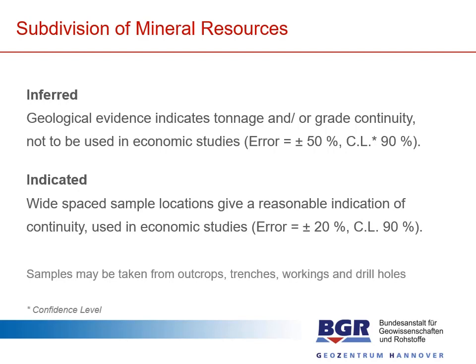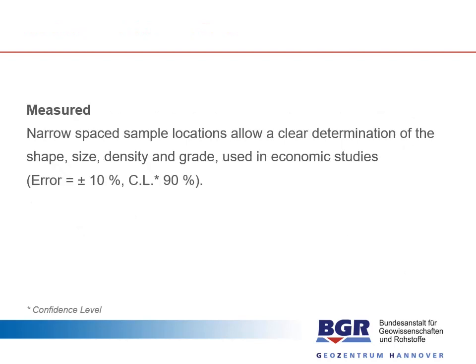An indicated resource has a far lower error of only 20%, and wide-spaced sample locations give a reasonable indication of continuity, used in economic studies. The highest knowledge of a mineral resource is given by a measured resource, which has narrow-spaced sample locations, which allow a clear determination of the shape, size, density of the ore, and the grade, and this may also be used in economic studies. The error is only plus minus 10%.